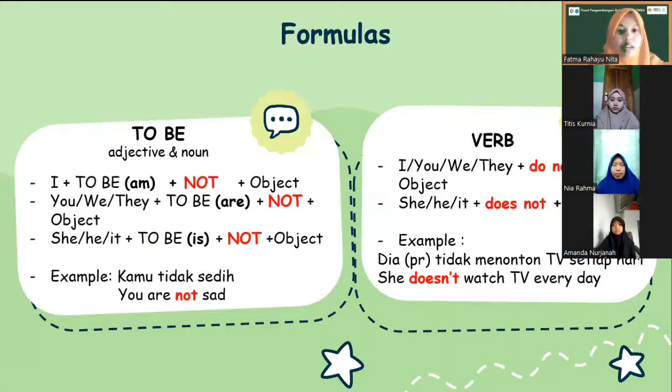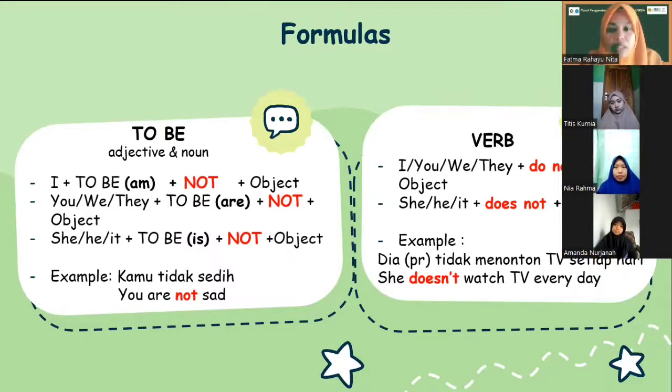Sad here is an adjective. So we add the to be are. And then for the verb, we add do not if the subject is plural: I, you, we, they. But for she, he, it, we use does not plus verb 1. Remember, we add does not, so for the verb 1, we do not add s or es again.